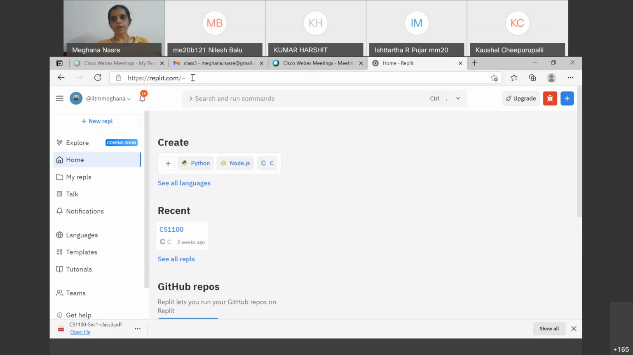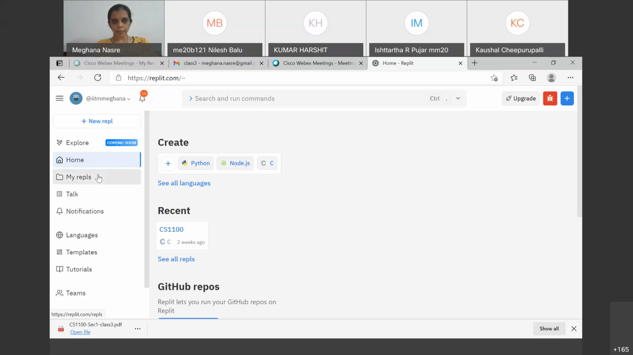So all of you are going to create a REPL.it account. Not now. Please avoid the temptation of going to the internet and creating it because it will be helpful to pay attention to what I am telling you right now. So as soon as you create an account, you will see the same view that I am seeing.